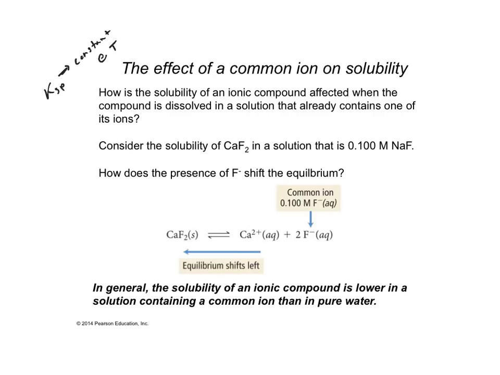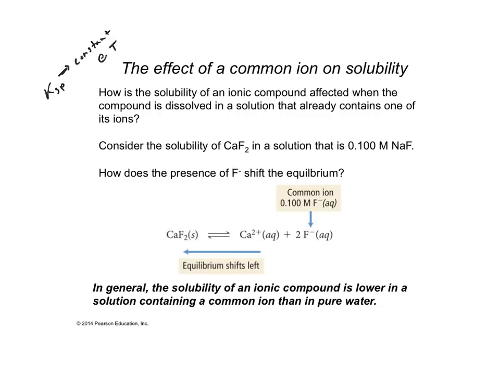Now, solubility, on the other hand, can change, and it can change depending on the things that are already present in solution. One of those things that could overall affect how much of something will dissolve, or the solubility of something, is the presence of a common ion.